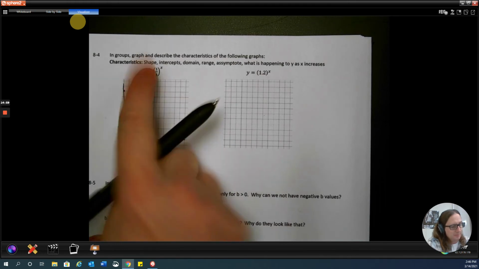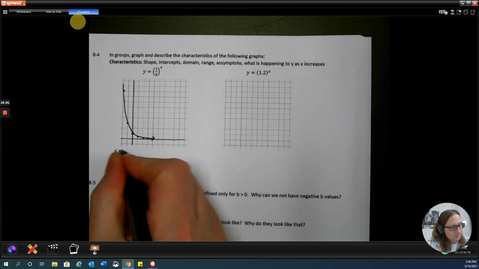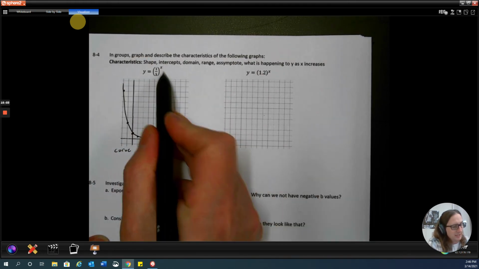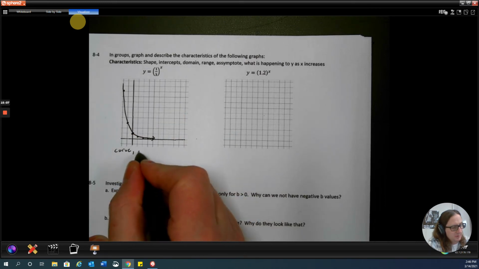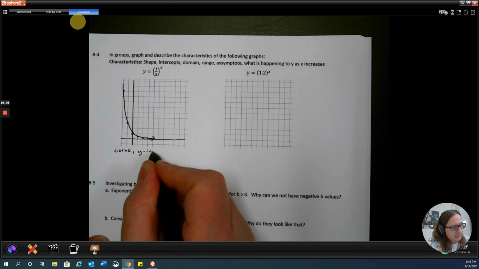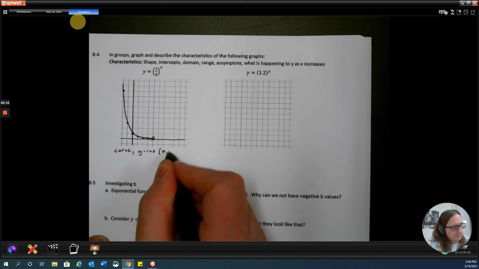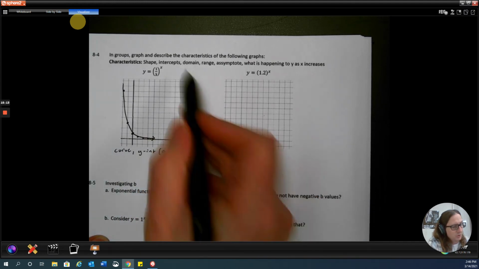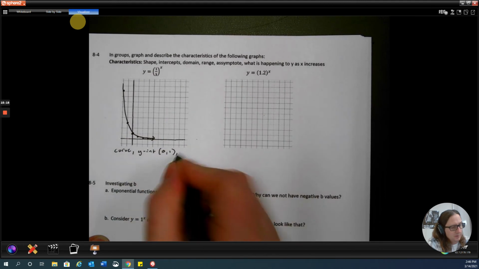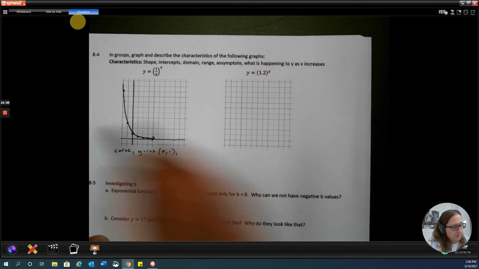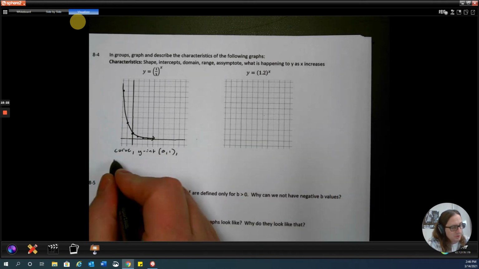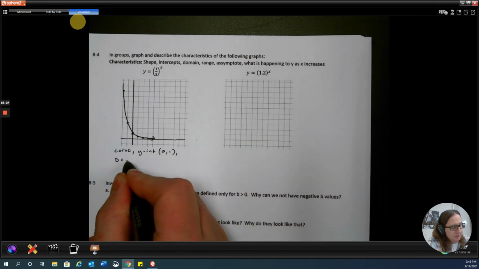So what's its shape? Well, it's a curve. What are the intercepts? Well, it has a y-intercept, and the y-intercept is at 0, 1. What's the domain? Well, it's going to go this way forever, and it's going to go this way forever. So side to side, it goes forever. So the domain is going to be all real numbers.